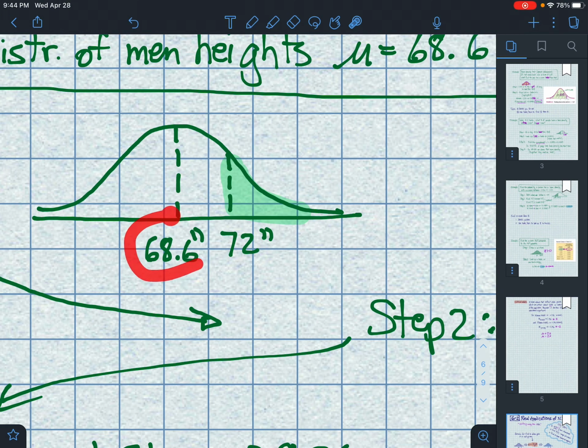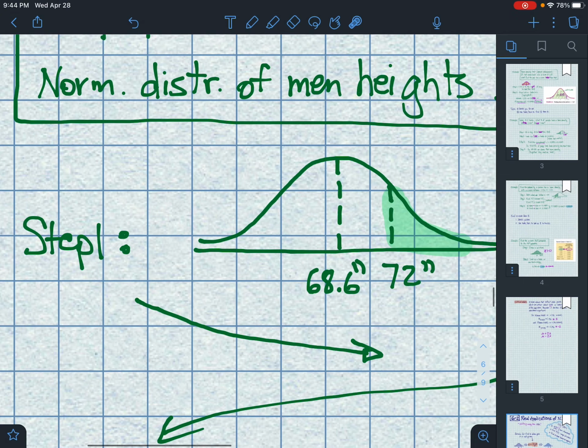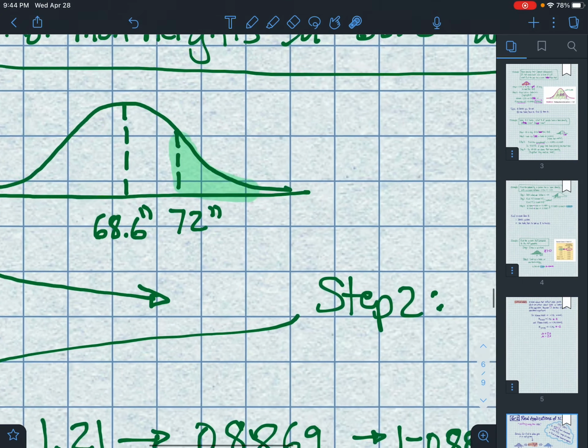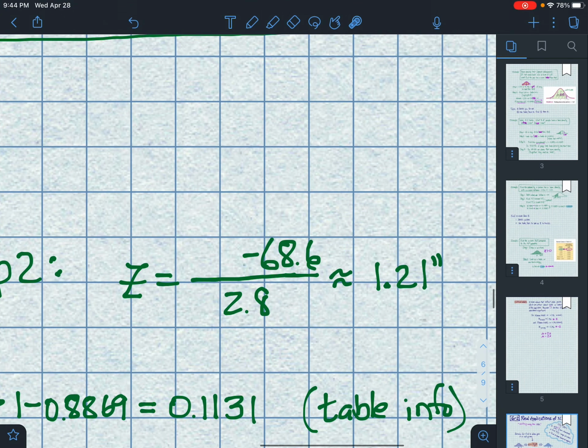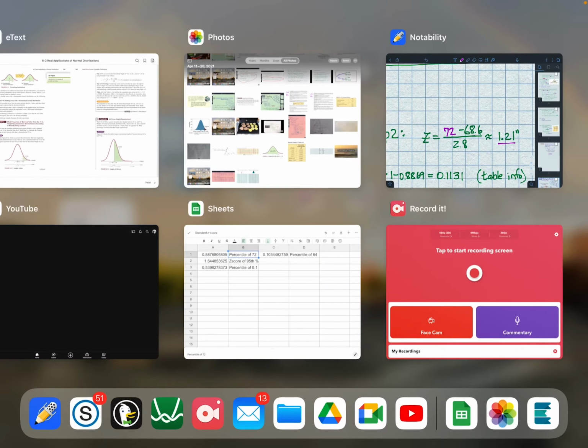Again, 68.6, and we know 72 is to the right. So we shade in the area to the right. Those are the people that will be irritated. That's step 1, just a simple sketch. Step 2, we now need to find the z-score that corresponds. So we take 72, subtract 68.6, divide by the standard deviation, and that gives me a z-score of 1.21. So now I'm going to go to my table and look up 1.21.